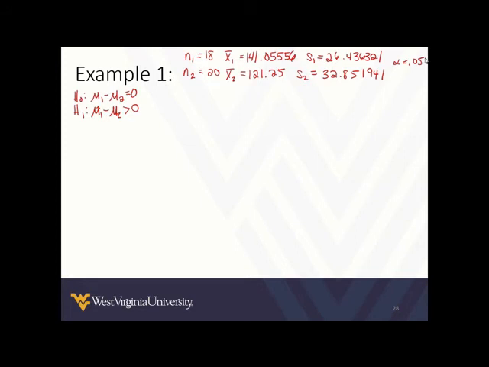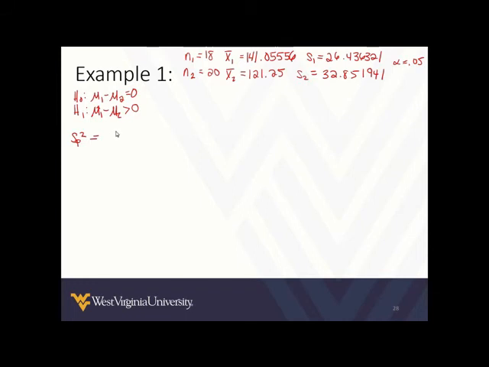Now, because we were not given the population variances, that means we're already examining case 2 or 3. We were told to assume that the population variances, although unknown, are equal. So this tells me we're going to be using case 2, or the pooled variance case. To start off, it will be necessary to calculate our pooled variance statistic, which is Sp squared.